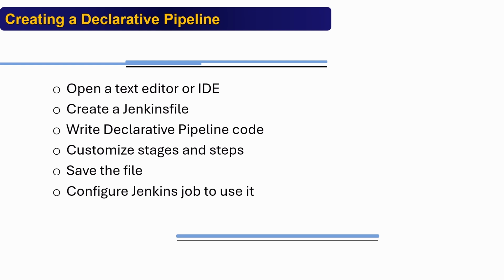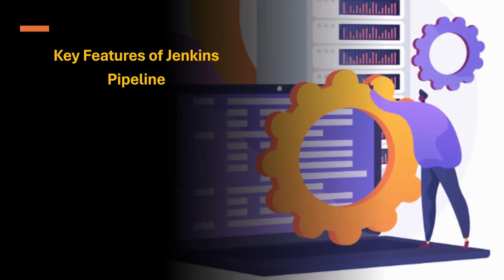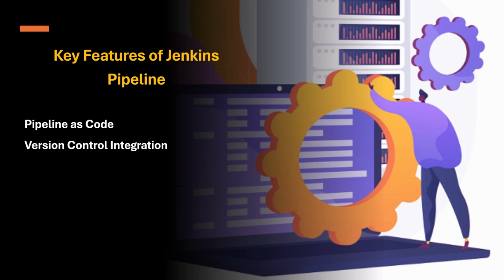Jenkins Pipelines provide several powerful features that make CI/CD automation more reliable, maintainable, and scalable. One of the biggest advantages is that the pipeline is written as code. Since the Jenkinsfile is just another file in the project, it can be stored in a version control system such as Git. This means every change to the pipeline is tracked, previous versions can be restored, and team members can collaborate using the same version control practices they already use for application code.